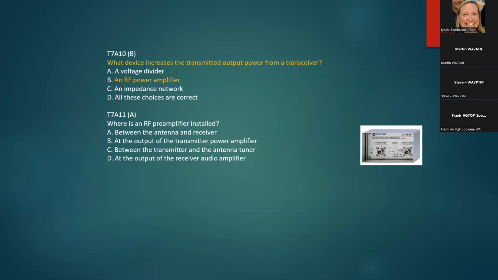And the converse of a power amp is on the receive side. Where is an RF preamplifier installed? A preamplifier is a box that boosts the received signal so it's more readable on the receiver, and it is placed between the antenna and the receiver. Generally, they're not used commonly unless you're a really advanced ham, but if they're used, they will improve your received signal level.